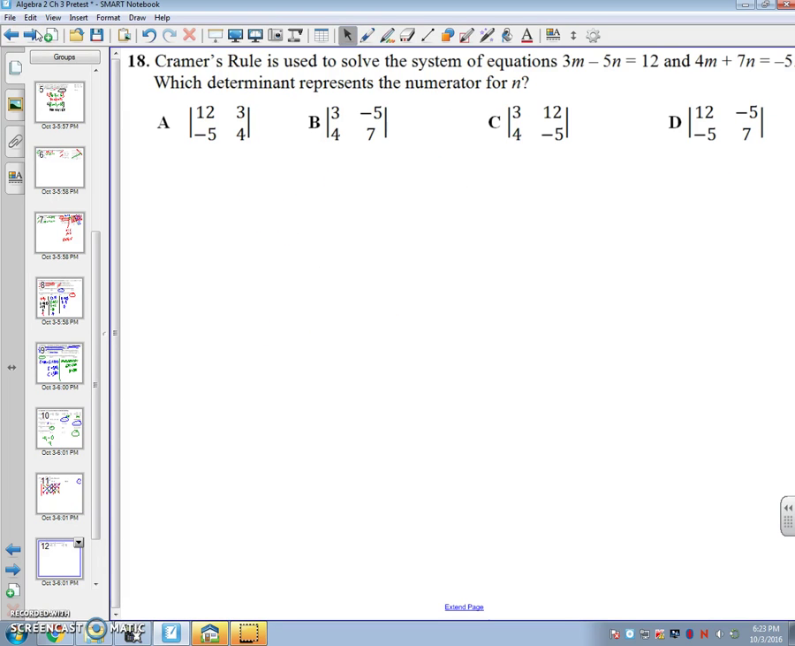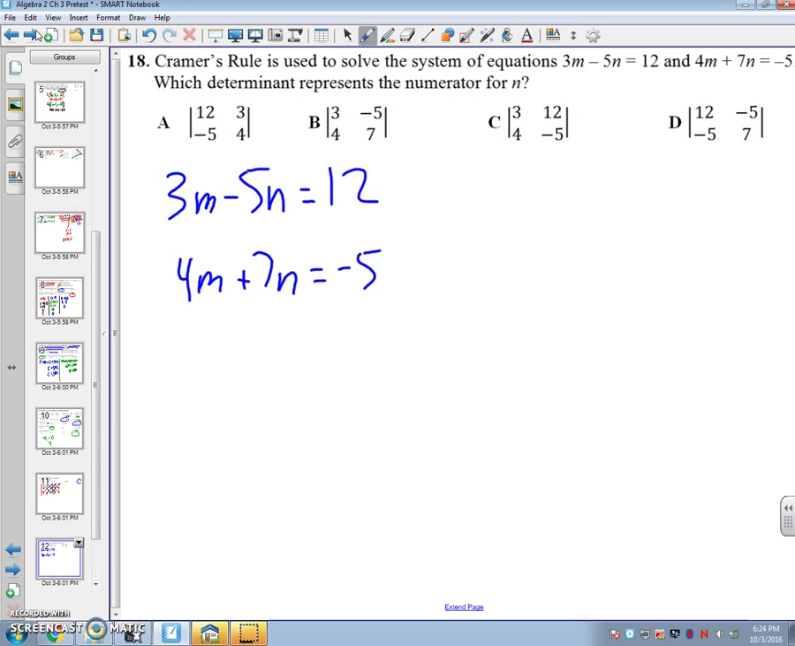18. Cramer's rule is used to solve this system. Which determinant represents the numerator for n? So let me do this rest. 3m minus 5n equals 12. 4m plus 7n equals negative 5. Now if you remember, Cramer's uses determinants only, so we got to make this into a coefficient matrix. We have 3, negative 5, 4, 7, and the answer is this, 12, negative 5.